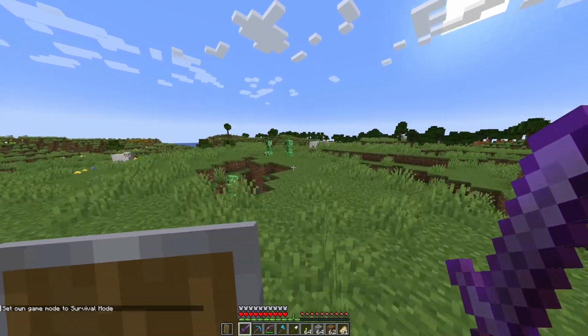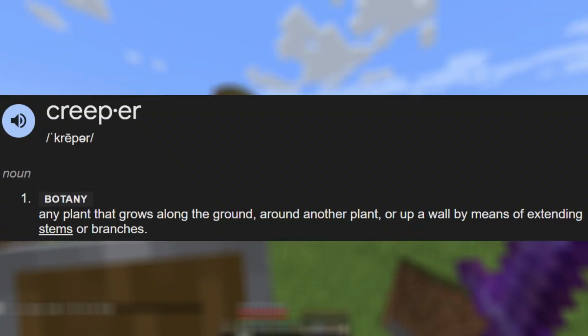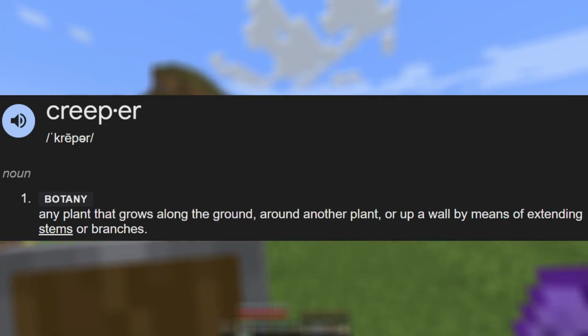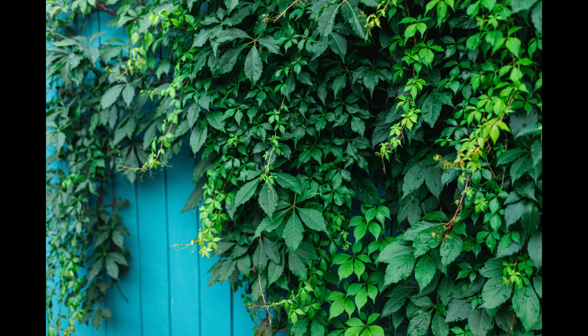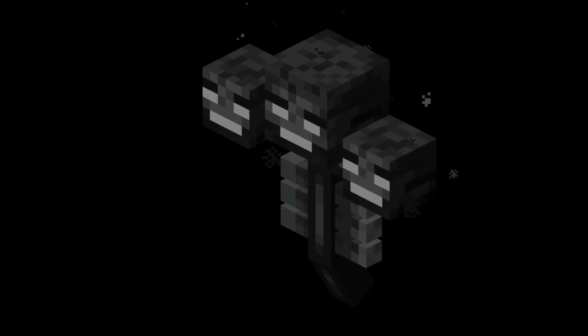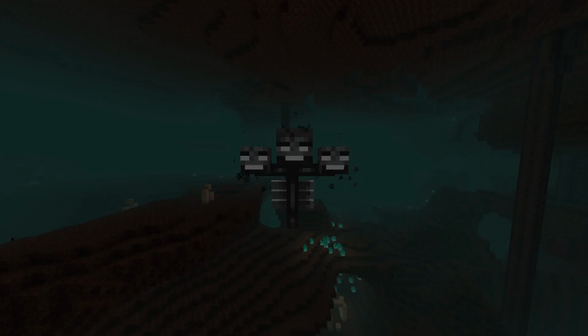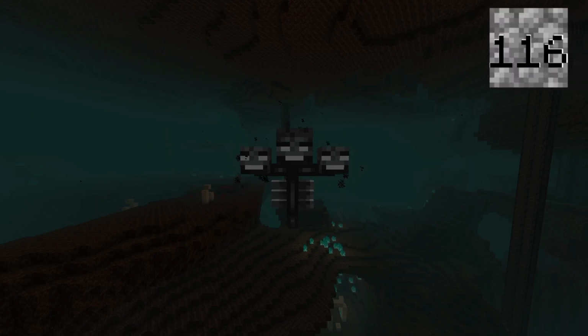Okay, the word creeper means any plant that grows along the ground, around another plant, or up a wall, by means of extending stems or branches. And an image of this plant is what caused the creeper's streak to end. But if the creeper is number 2, then who is number 1? I don't know how, and I don't know why, but at number 1 is the Wither with 116 points.